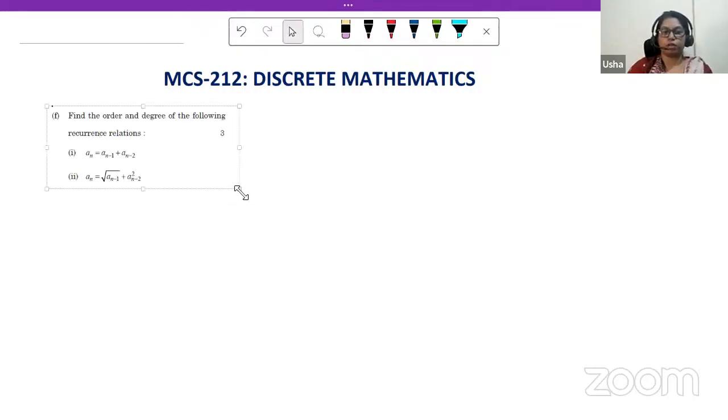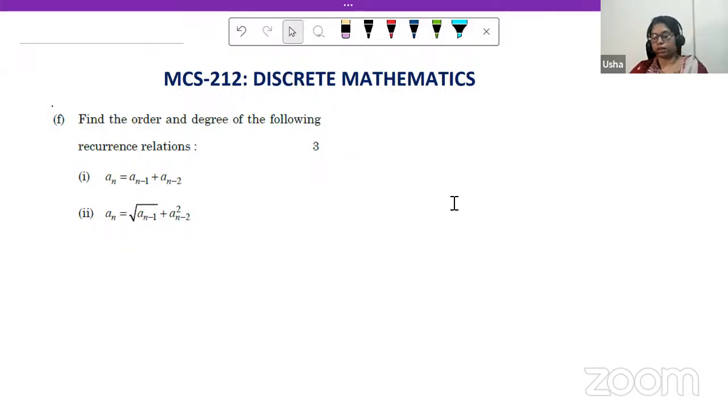See, this is one common question that has occurred in every question paper. Find the order and degree of the following recurrence relations. These are recurrence relations. So a recurrence relation means, just like a recursive function in your programming, you are expressing a particular mathematical expression in terms of itself, but for a smaller input value. Then that is called a recurrence relation.